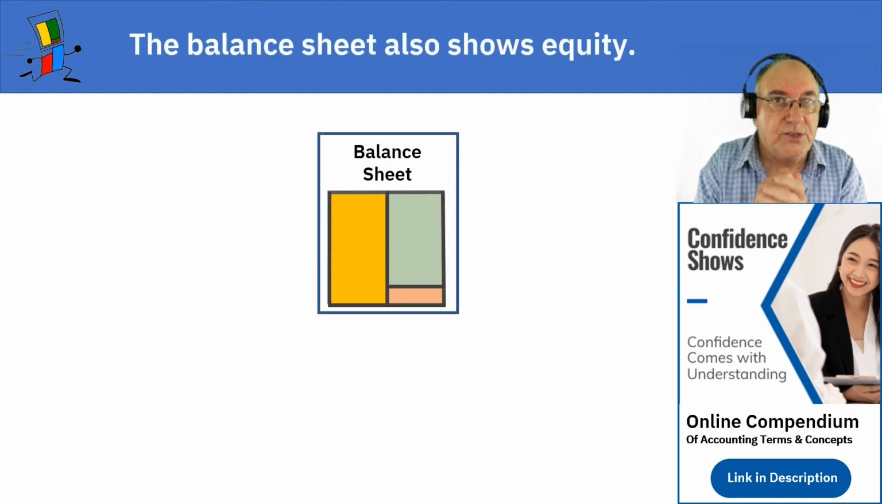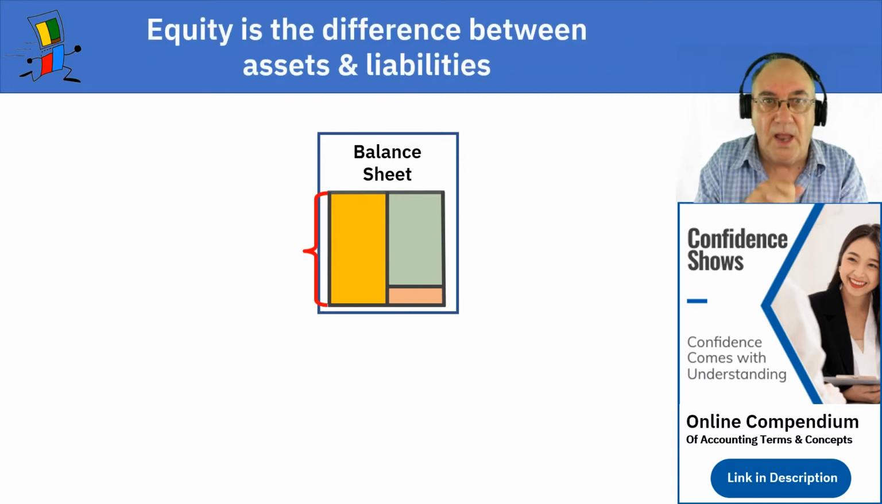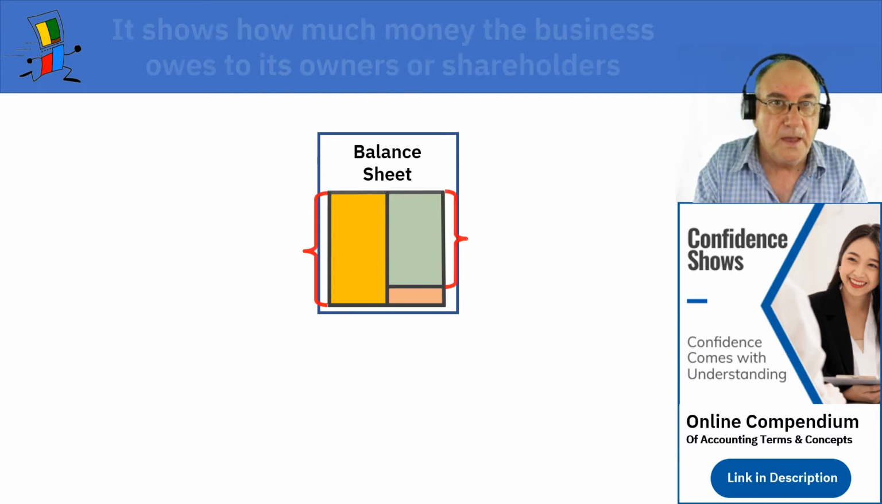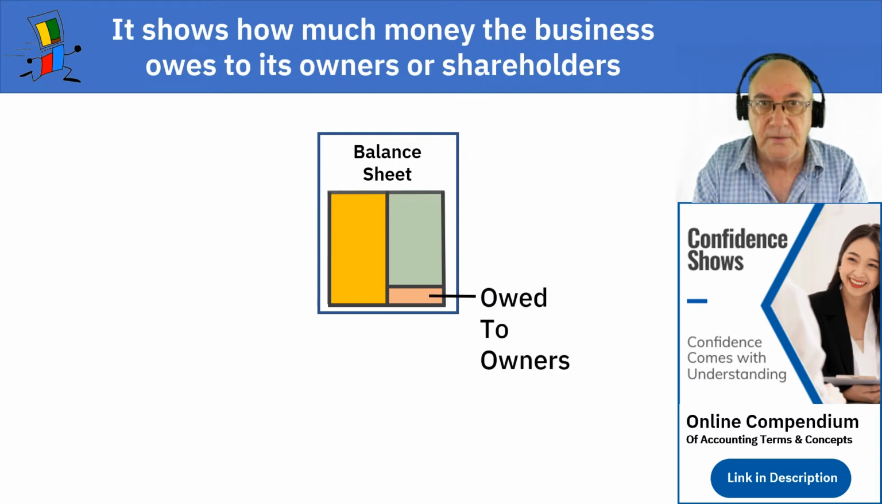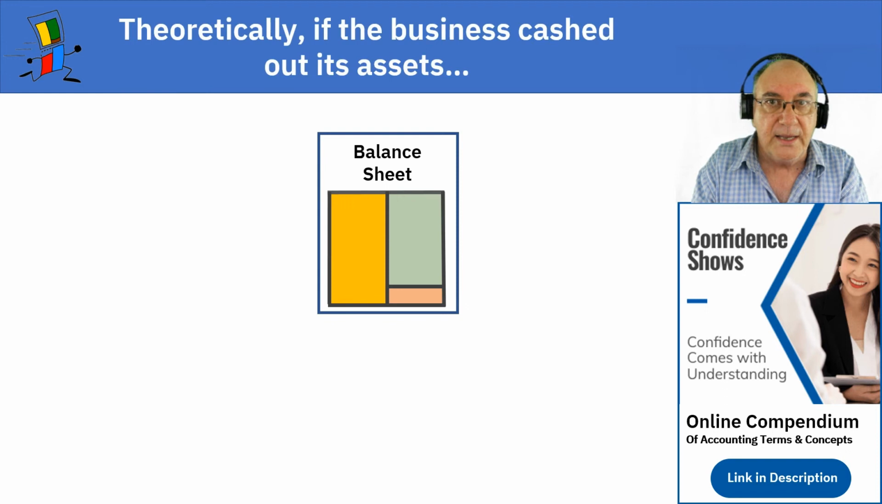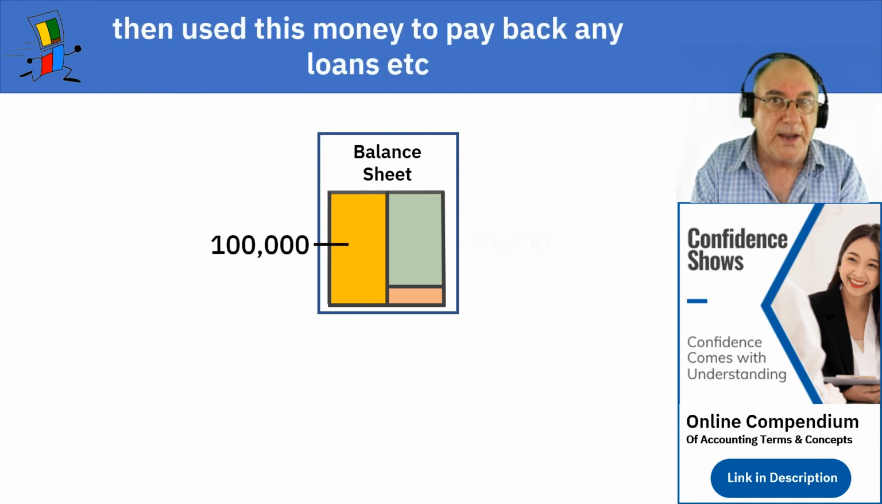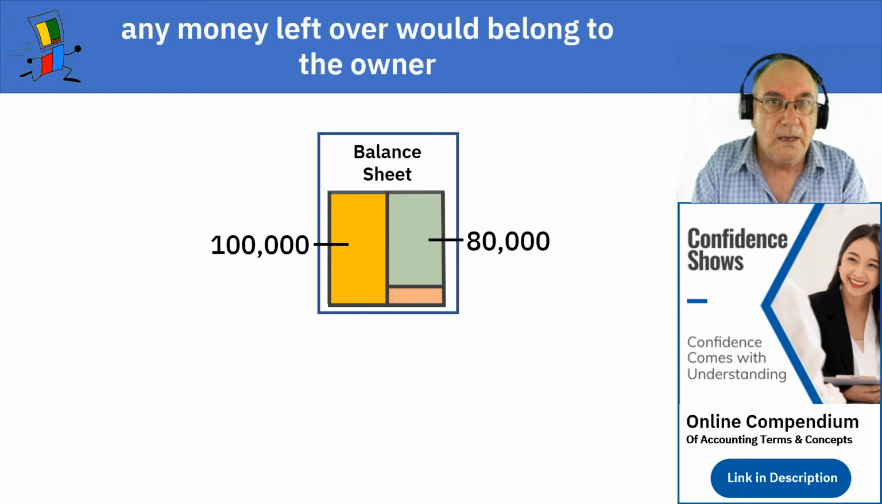The balance sheet also shows equity. Equity is the difference between assets and liabilities. It shows how much money the business owes to its owners or shareholders. Theoretically, if a business cashed out its assets, then used this money to pay back any loans, any money left over would belong to the owner.